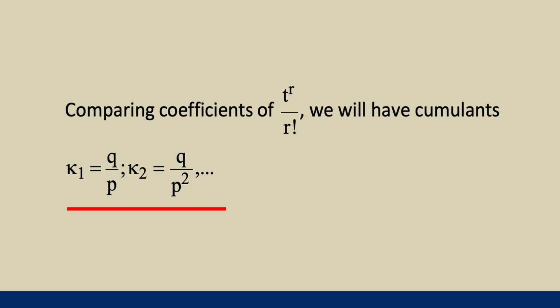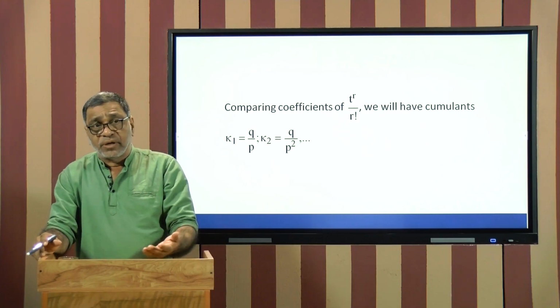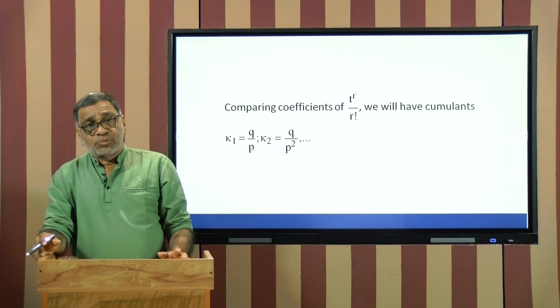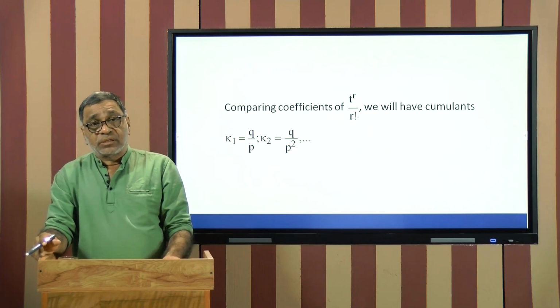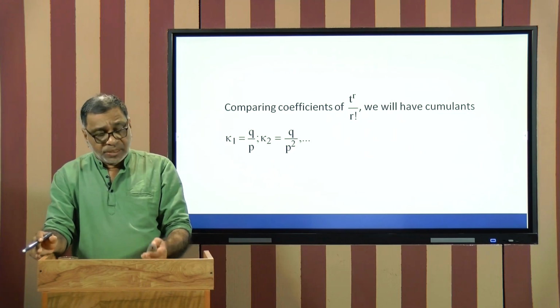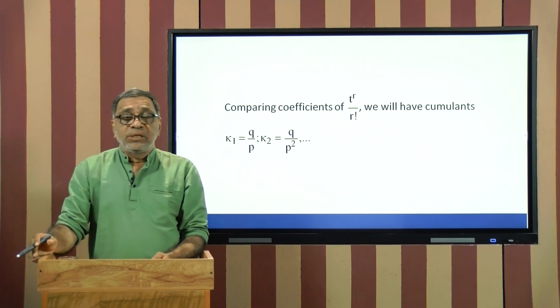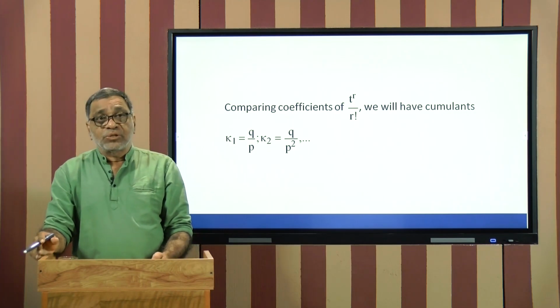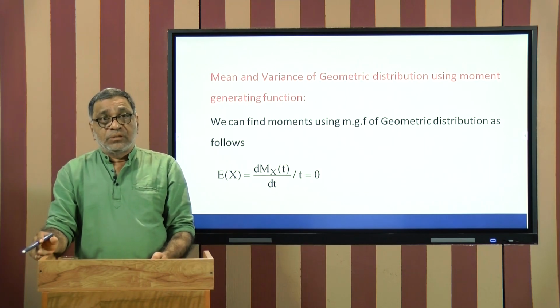Similarly, you can find the third cumulant, fourth cumulant, etc. by simplifying the earlier expression, which is a power series of t, and then you will get the other cumulants also. So, this is the way we are calculating the cumulants of the geometric distribution.